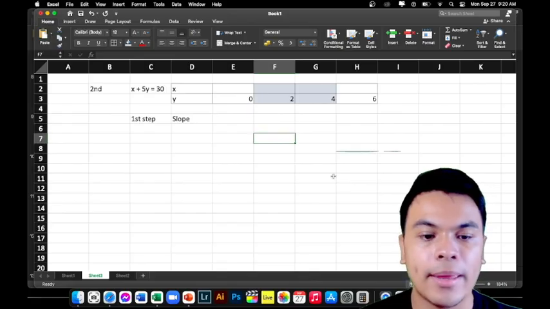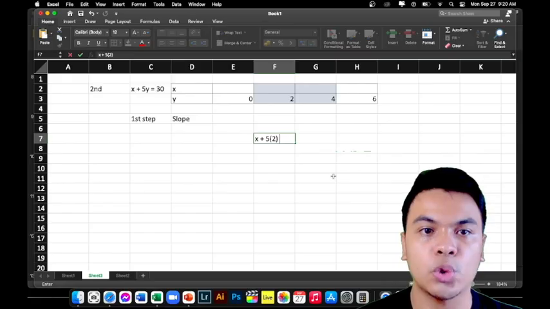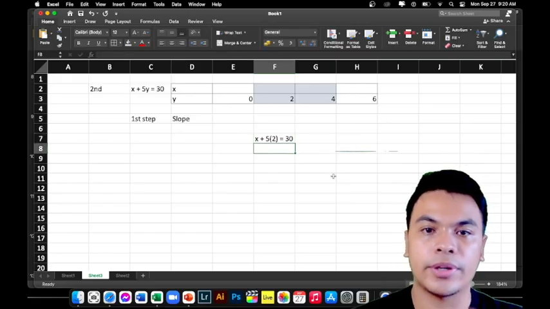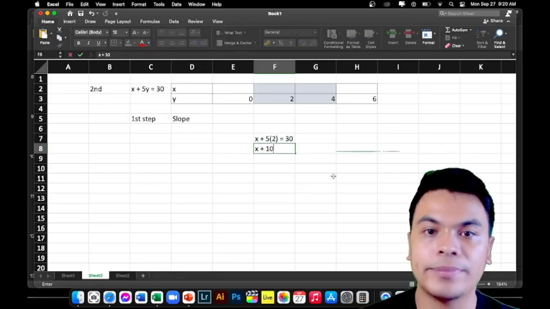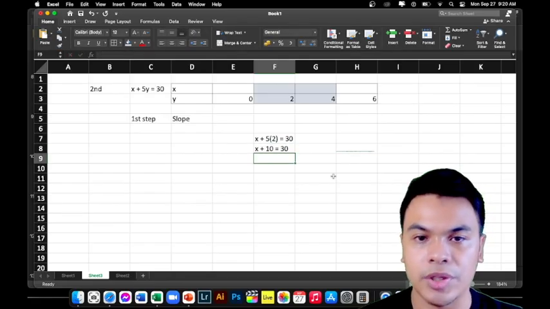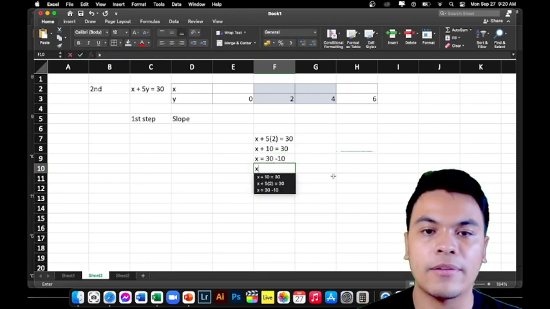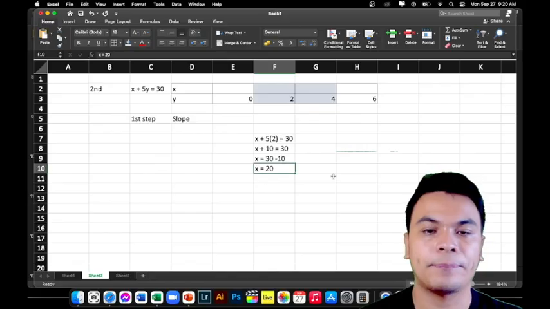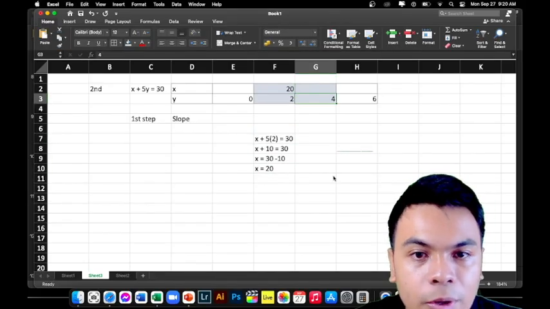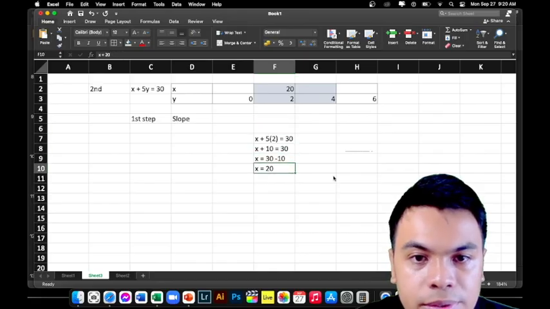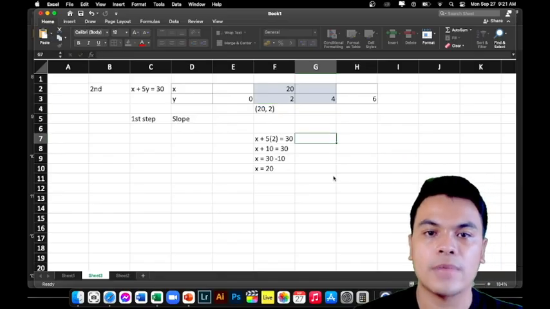Well, let's compute. X plus 5, substitute by 2, is equal to 30. Okay, tama ba? Let's double check. X plus 10 is equal to 30. Transpose to the other side. This is now x is equal to 30 minus 10. Then we have x is equal to 20. Okay, so we put 20 here. Now let's double check if my computations are correct. 30 minus 10, 20. Okay, first set of coordinates natin is 20 and 2. Alright, how about the second one?